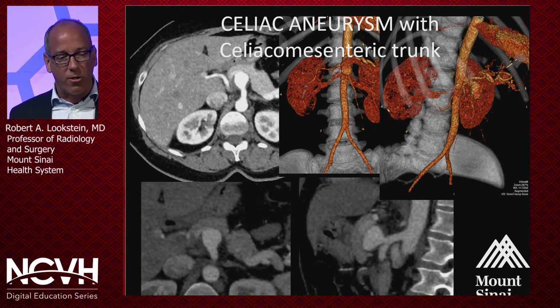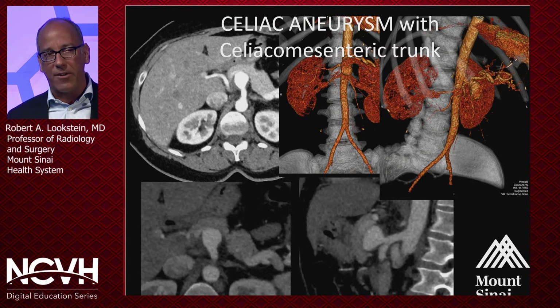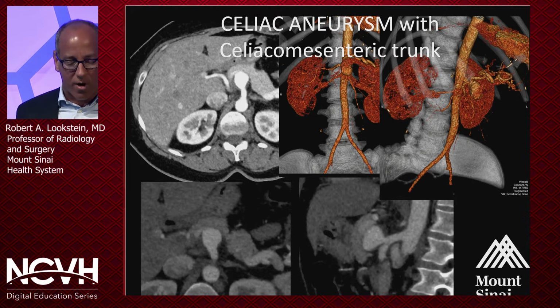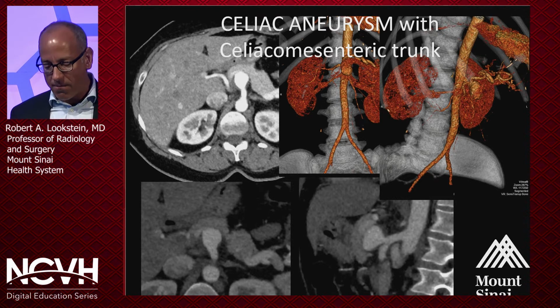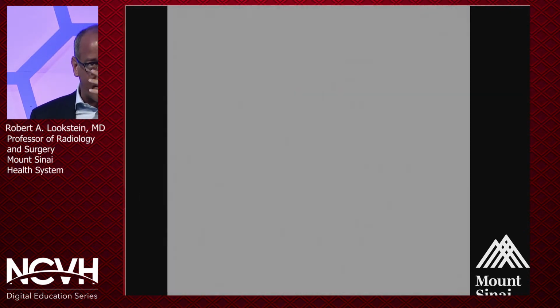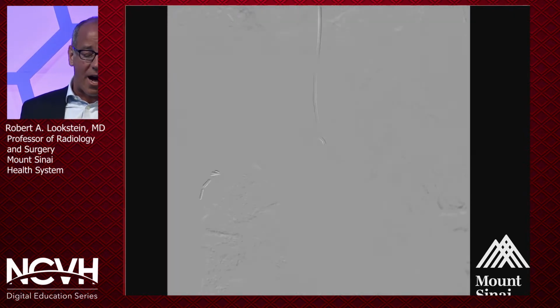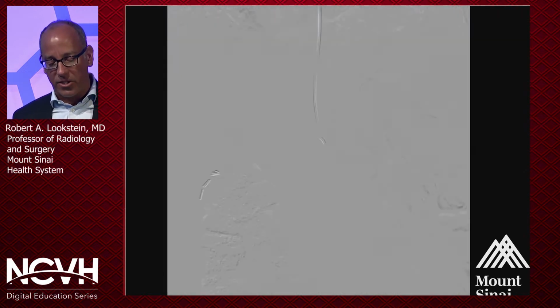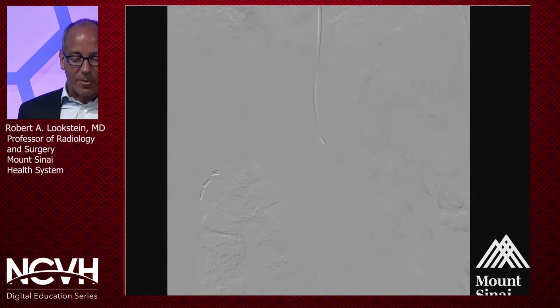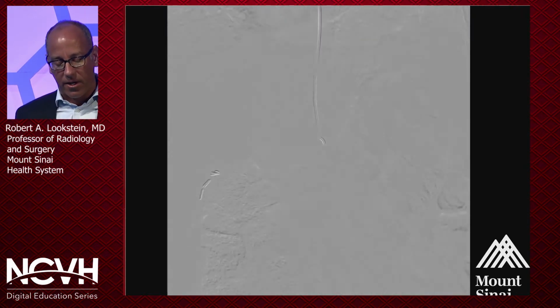Here's a subtle variation on this. This is a celiac aneurysm coming off a celiaco-mesenteric trunk. This is probably a case report about how rare this is. But this case we did transradial, and again we have a guide cath coming down from the wrist, and here we're injecting the celiaco-mesenteric trunk, and you see the obvious very large aneurysm involving the celiac artery origin, and then again the splenic artery, the celiac artery, sorry, the common hepatic artery and the superior mesenteric artery.